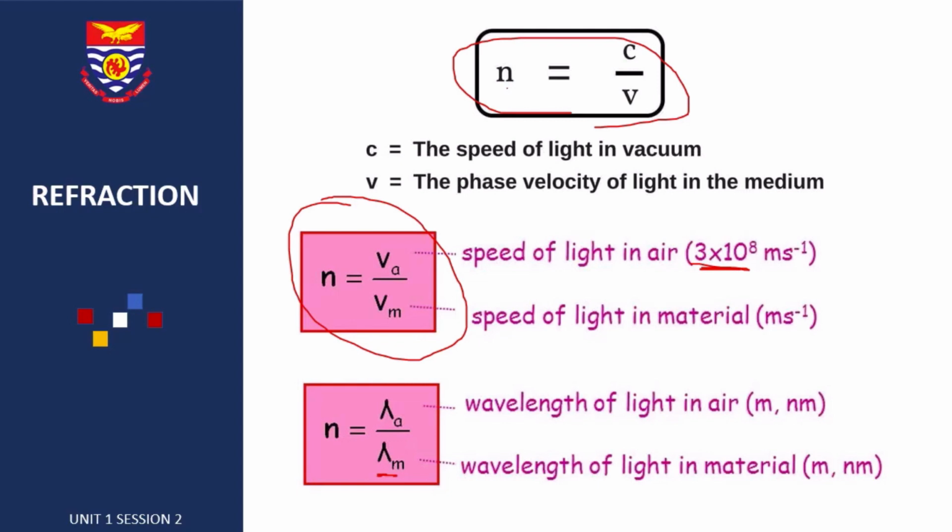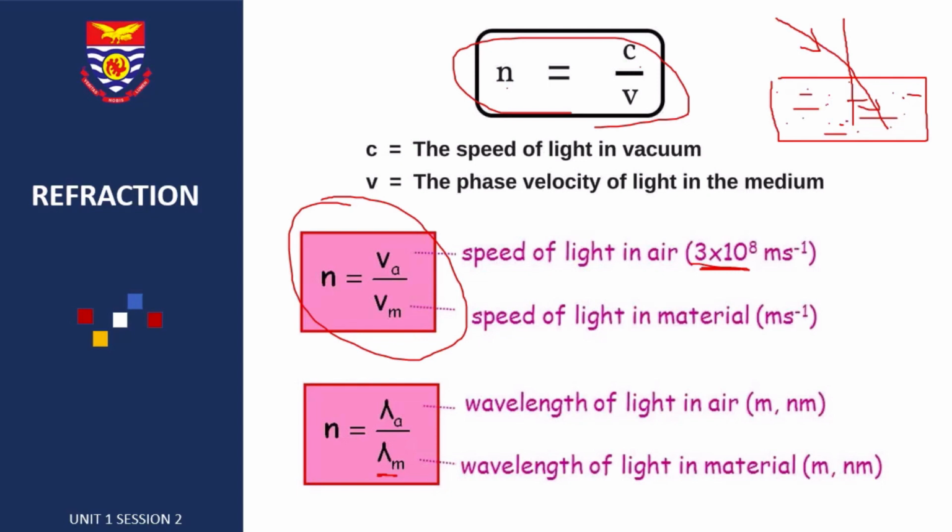So supposing that we have a material like this, a glass block, or let's say we have water, right? And this is our normal. It's supposed to be straight. And light rays enter into this material from air. And we want to find the refractive index of this particular water. Or better still, we want to find the speed of light in this particular water.